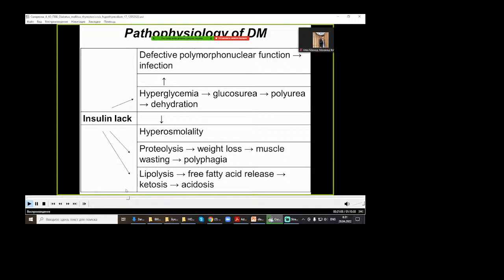Insulin lack also leads to lipolysis and free fatty acids release, so it will lead to ketosis and acidosis, to the development of acute complications of diabetes mellitus.